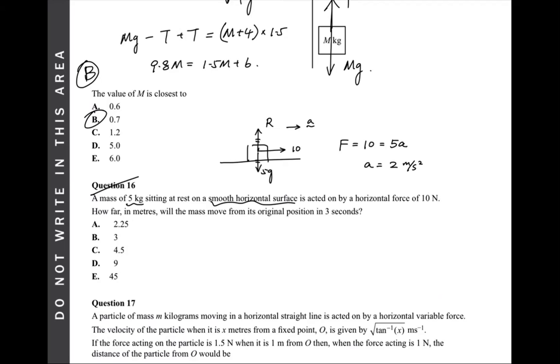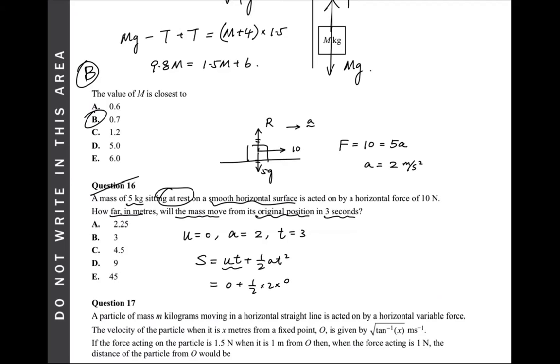Now, how far will the mass move from its original position in 3 seconds? Initially at rest, u equals 0. We know the acceleration is 2, t is 3. So SUVAT: s equals ut plus half at squared. Now this is 0 plus half times 2 times 9. So 9 meters. After 3 seconds, the displacement relative to the start point, the original position, is 9 meters. So it has moved 9 meters.